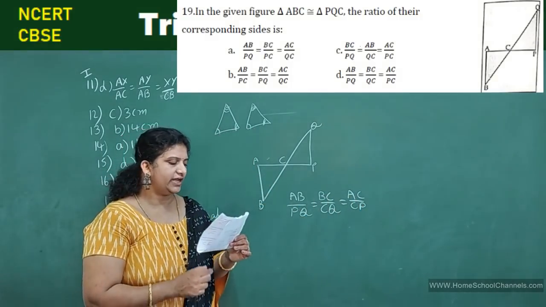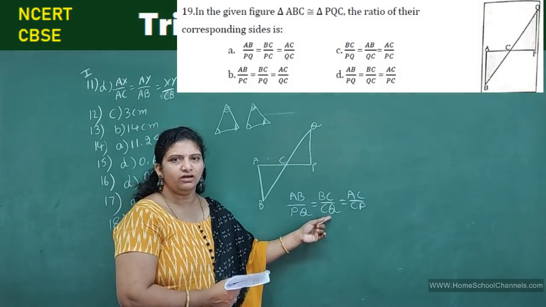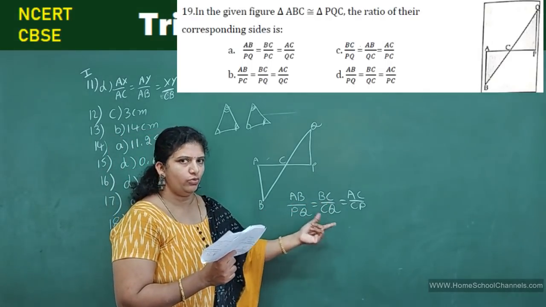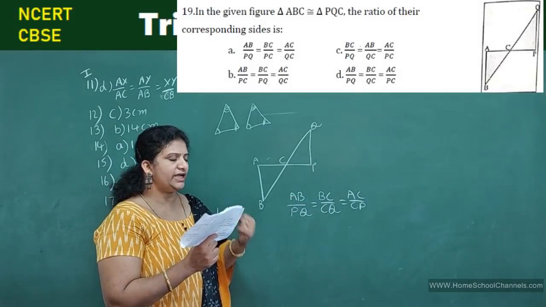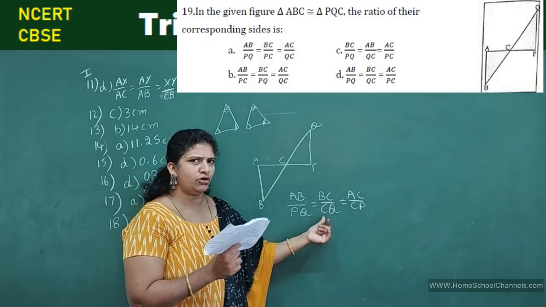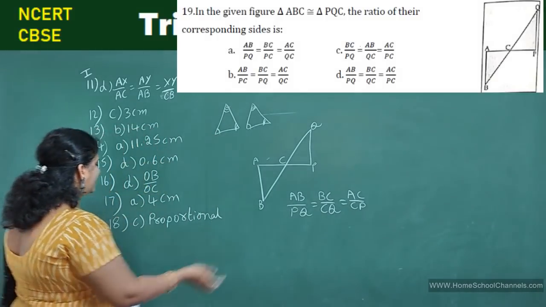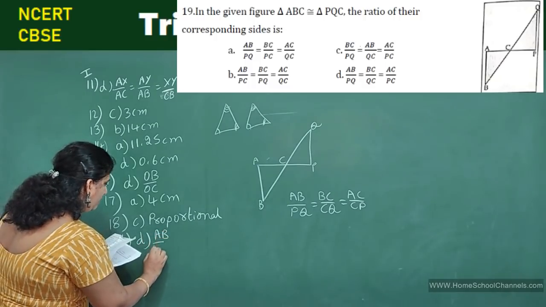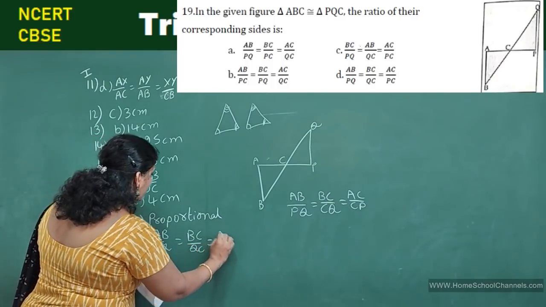So let's say the option A, AB by PQ, okay, BC by PC, wrong answer. So let's go to option B, BC by PQ, no. Option C, AB by PC, no. Option D, AB by PQ is equal to BC by QC, then CQ or QC both are same, AC by PC. Yes, option D is your right answer. Option D, AB by PQ is equal to BC by QC is equal to AC by PC.